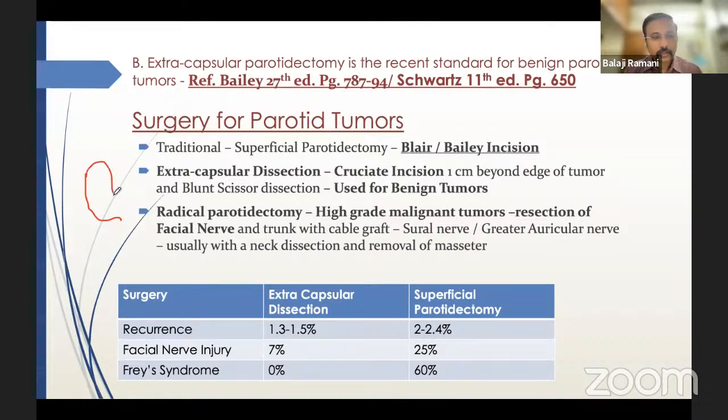If you look at the tragus, this is how the parotid tumor will be sitting. You will mark an incision along like this, then go behind and come onto the neck. This incision is called the Blair incision, or the modified Blair incision or Bailey incision as it is called.